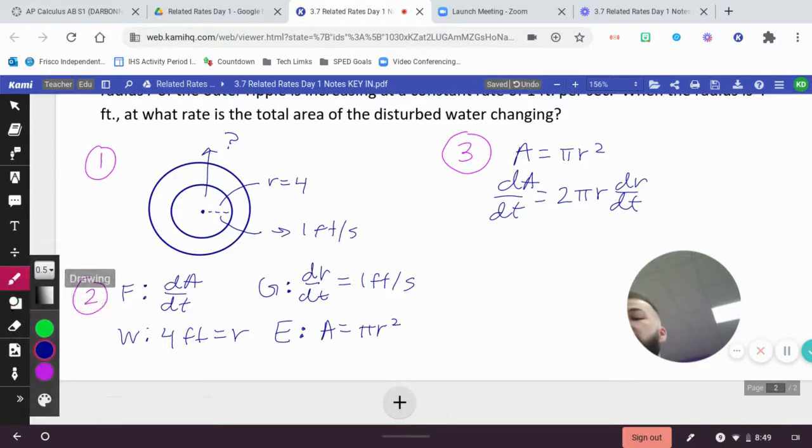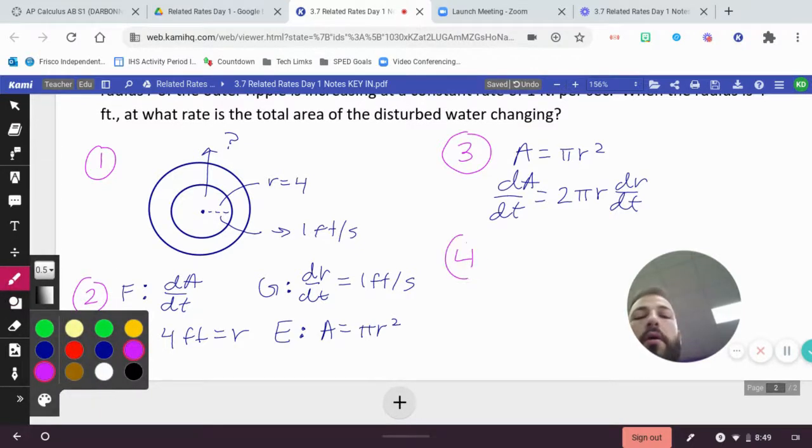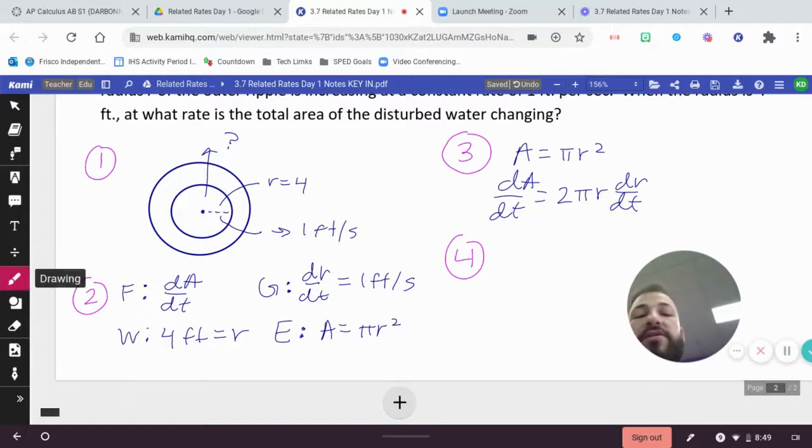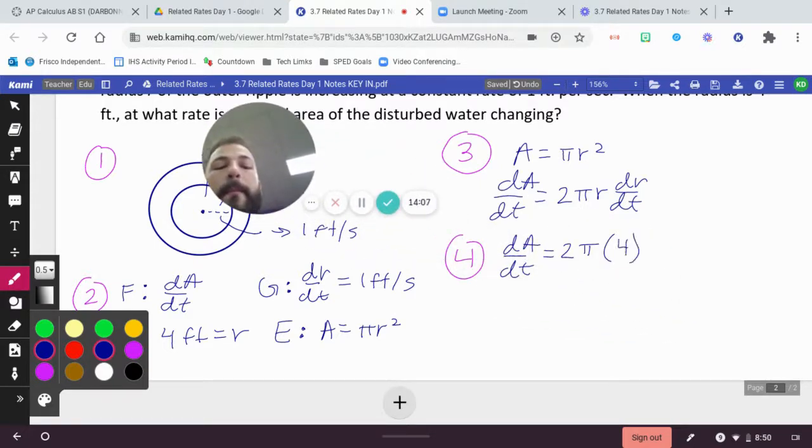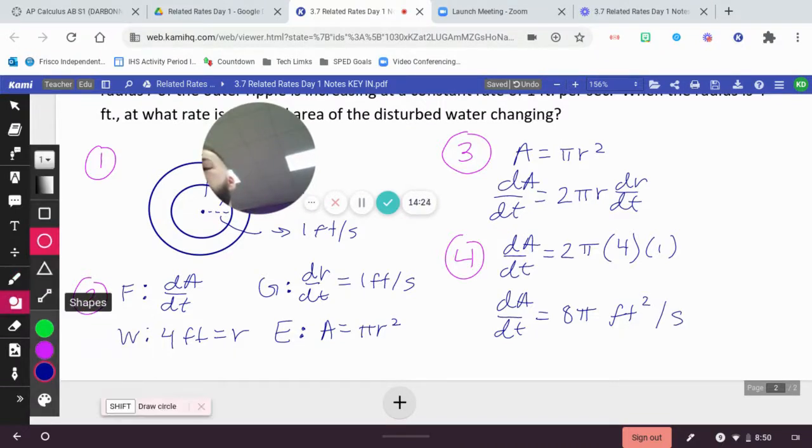And then step 4, we're just plugging in all of our givens and solving for our find. So dA/dt is equal to 2 pi times r, which would be 4, and dr/dt, which would be 1. So dA/dt is equal to 2 times 4 times 1, which is just 8 pi. And then our units are feet squared per second. And that would be it.